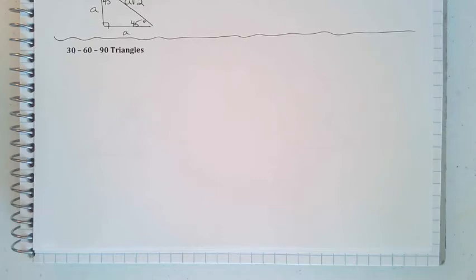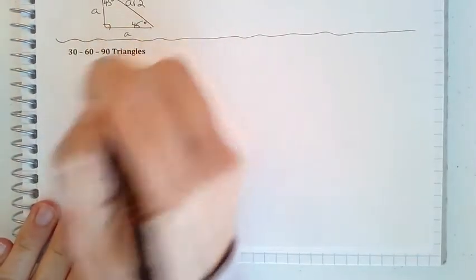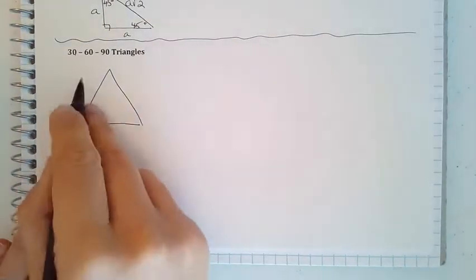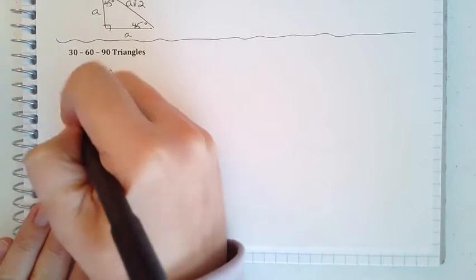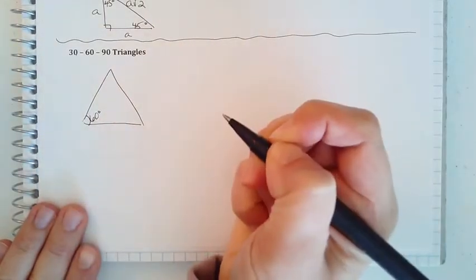Okay, so we just talked about the 45, 45, 90 triangle. Now let's talk about a 30, 60, 90 triangle. Where this is derived from is an equilateral triangle. And what we know about an equilateral triangle is all the sides are the same, and therefore all my angles are going to be the same. Each angle is going to be equal to 60 degrees.